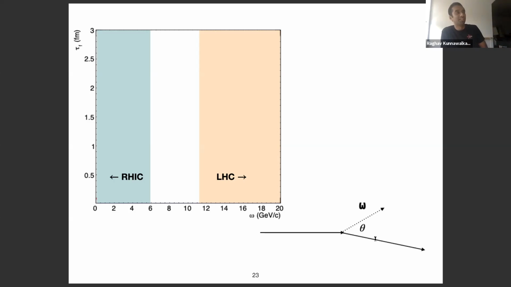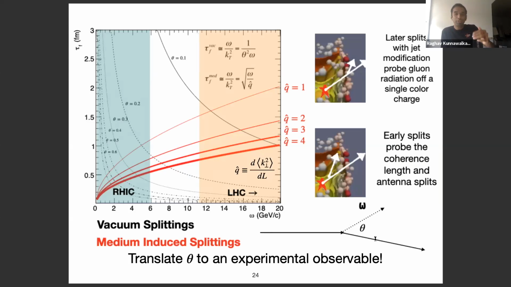There are, of course, variations. If you plot vacuum emissions here, just from QCD, the vacuum formation time is proportional to 1 over theta squared times omega, right? So theta is the opening angle, and as you vary theta, you get the different black lines that you see in the figure there. So if you have a very narrow emission, that happens later in time, right? You have very wide angle emissions, that happens earlier in time.